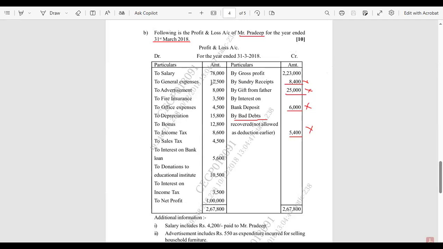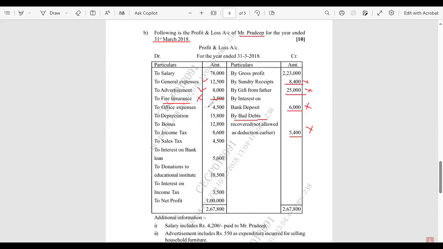Now, general expenses, it is allowed. Advertisement, it is allowed. Fire insurance is a provision that if fire breaks out, they will pay us. Otherwise, there is no use. So again, this 3,500 fire insurance will not be allowed.